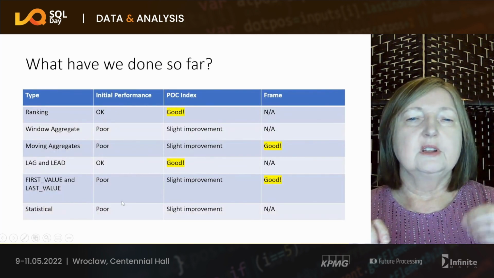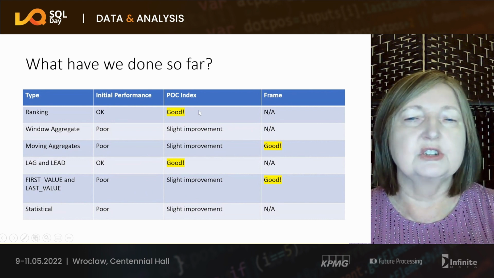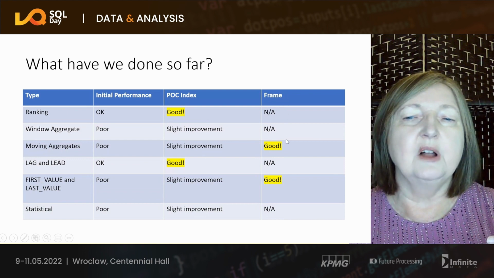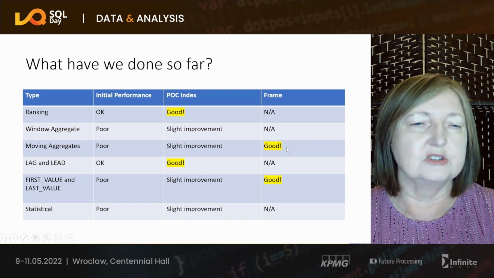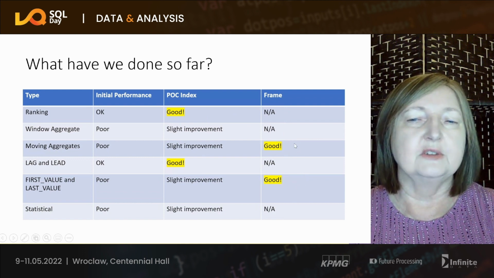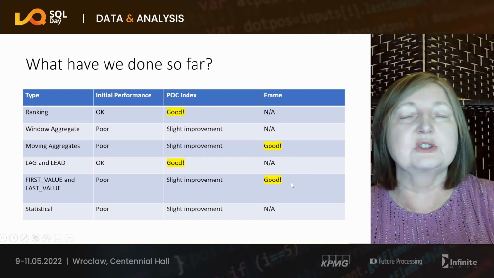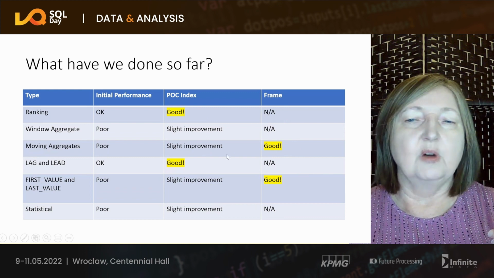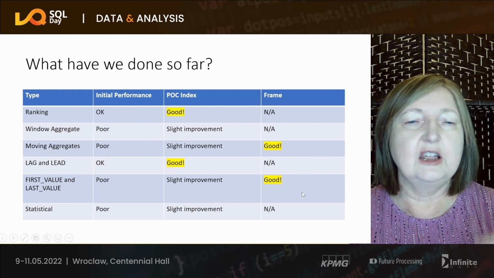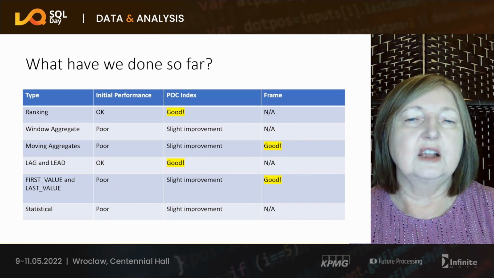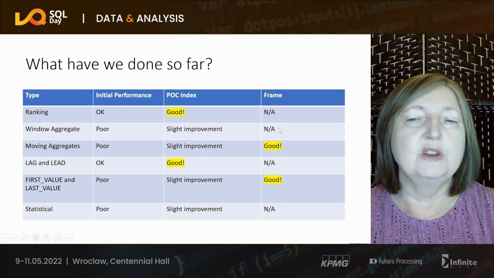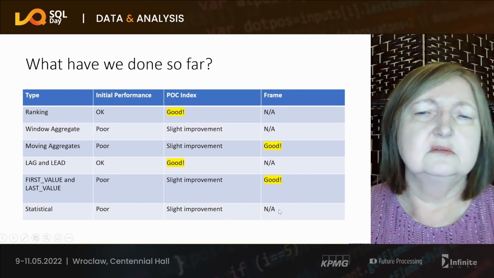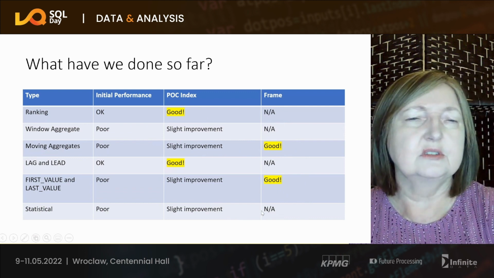So far, I've applied a POC index, which has helped all of the queries, and I have applied the frame in the two situations where it will make a difference, or where it's, I should say, not make a difference, but where it's supported. I can't use a frame in the other situations. And so I have good performance here. I still have some issues. I still have poor performance on the window aggregate and on the percentile.